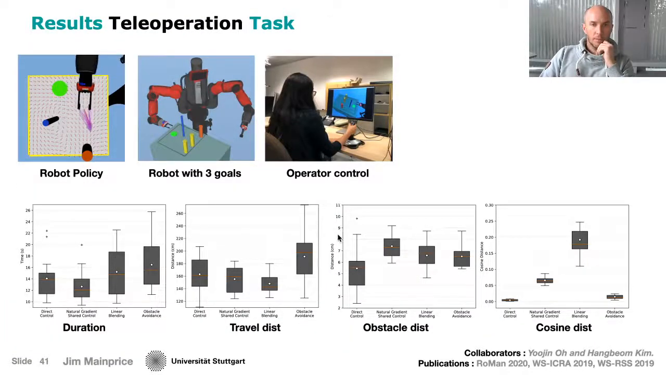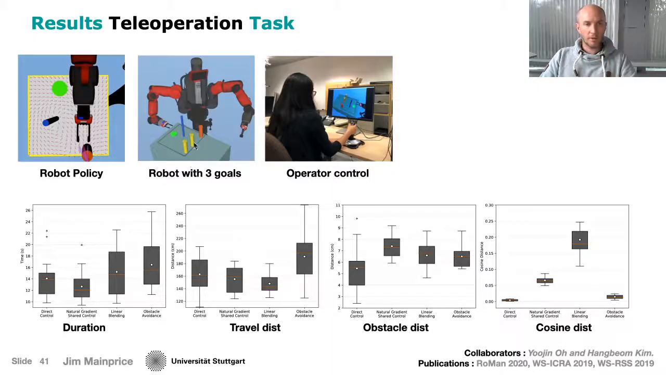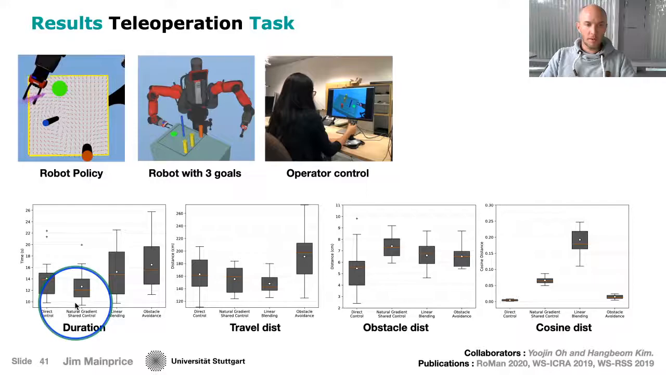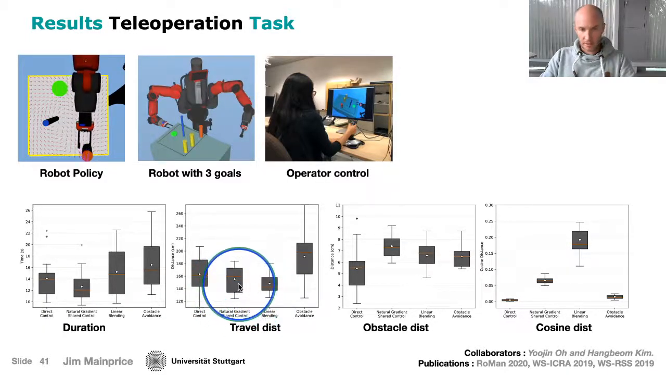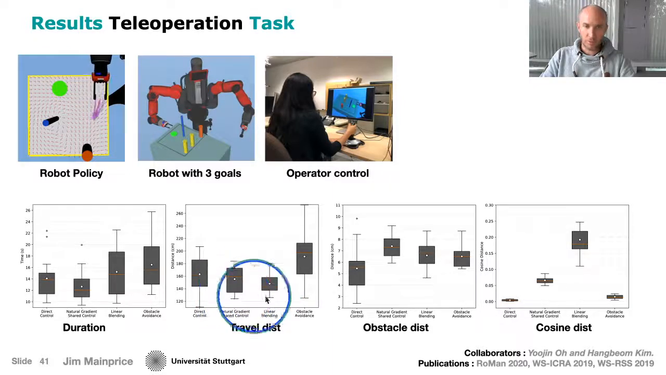The results we got here are with 3 different goals that change over an experiment, I think with n equal to 16, but I'm not 100% sure. This has to be checked in the paper. What we saw in this experiment is that our method, which is always the second one, compared to 3 other baselines, is the one that takes the least time for the operators. It doesn't quite minimize the travel distance for the robot, but it is very close to minimizing it compared to linear blending here.